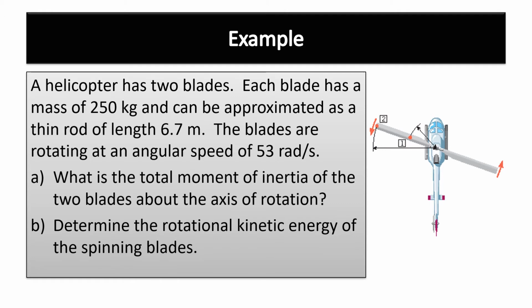All right, so let's do an example. A helicopter has two blades. Each blade has a mass of 250 kilograms and can be approximated as a thin rod of length 6.7 meters. The blades are rotating at an angular speed of 53 radians per second. That makes me happy. We don't have to worry about changing that out, so that's cool. What is the total moment of inertia of the two blades about the axis of rotation? And then that'll lead us into B, determine the rotational kinetic energy of the spinning blades. If you want, you could pause the video and try it on your own first.